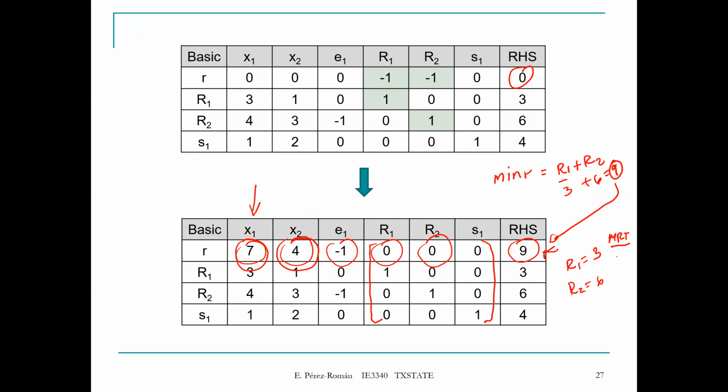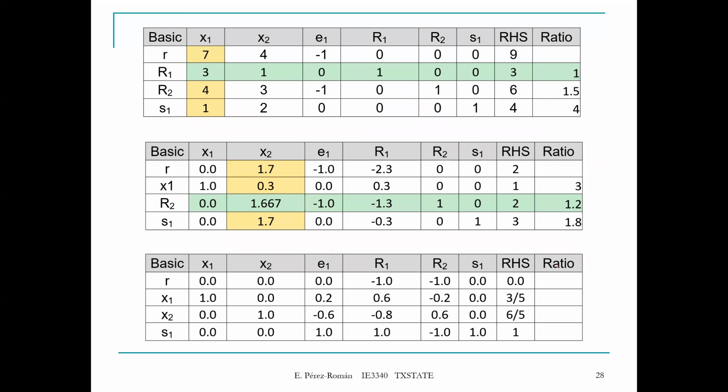For this case, we have 3 over 3, which is equal to 1. We have 6 divided by 4, and we have 4 divided by 1. The smallest is 1, so that means R1 is leaving the solution, which is what we observe in this first table. X1 in yellow is entering, R1 is leaving in green. So R1 is now substituted by X1, and we need to make X1 basic as we did for the simplex method.